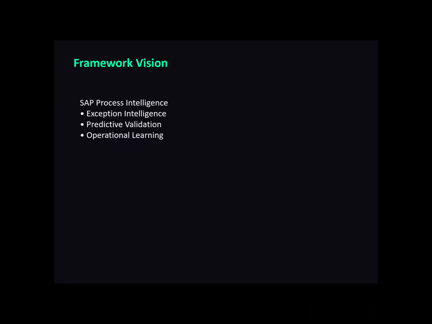Slide 9. Framework vision. At this stage, the framework is evolving beyond traditional VBA automation. It now combines process execution, error intelligence, predictive validation, evidence management, and operational learning. This direction opens the possibility of building lightweight SAP process intelligence solutions using only Excel VBA and SAP GUI scripting.